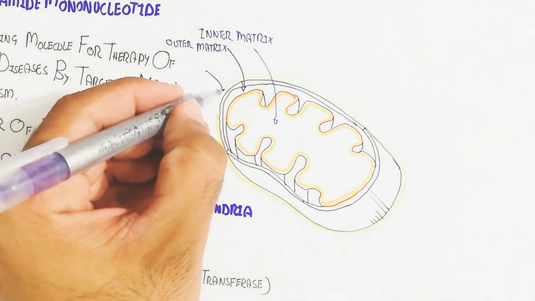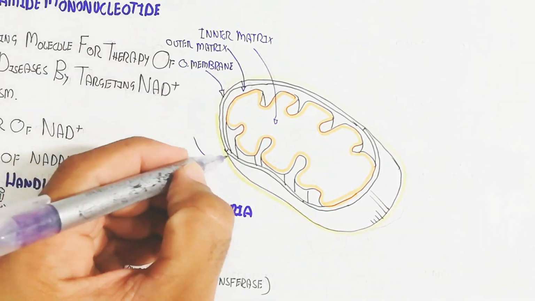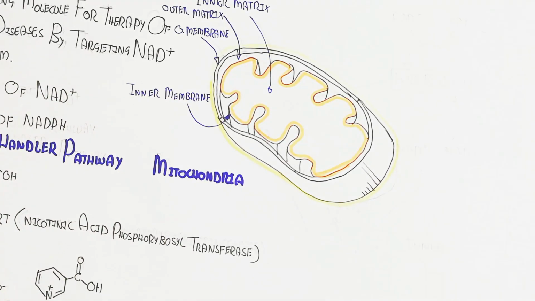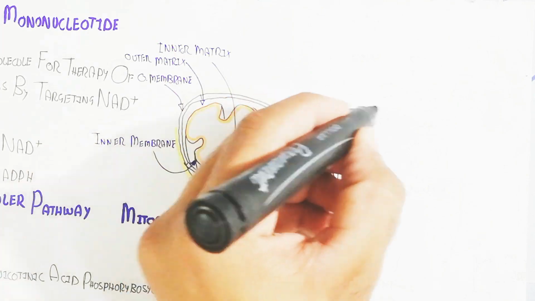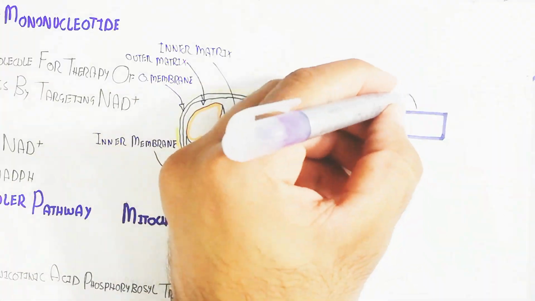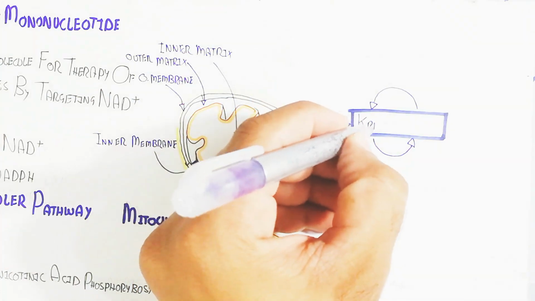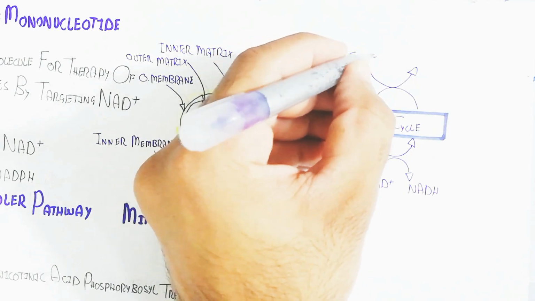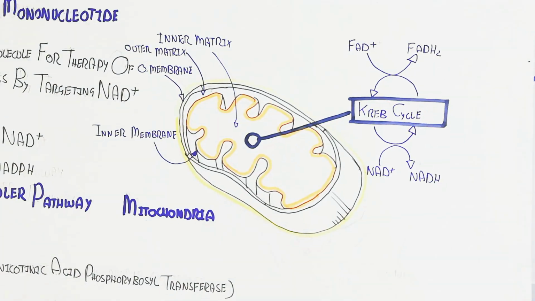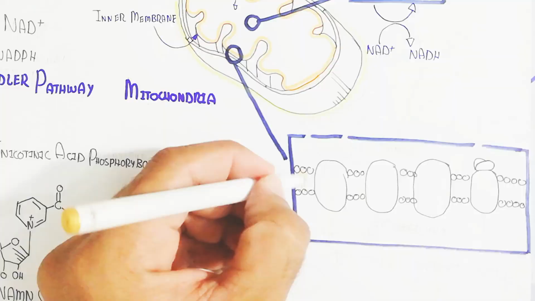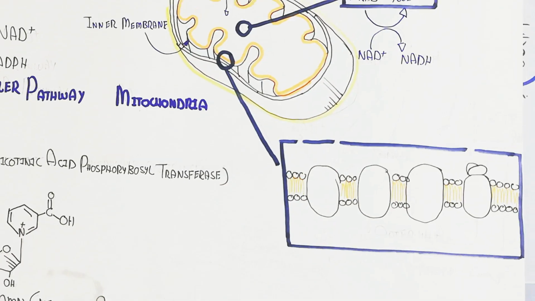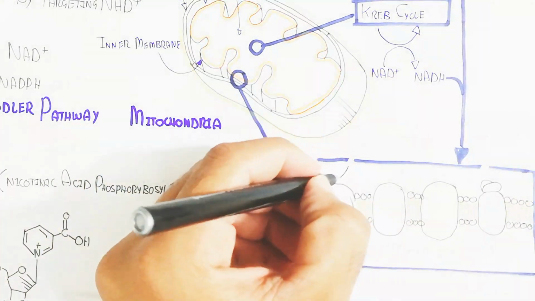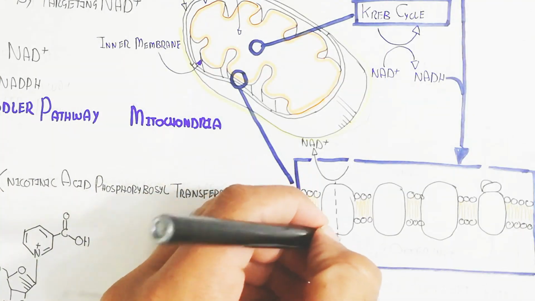This is a mitochondria, which basically contains the inner mitochondrial matrix, and inner and outer membranes. Here you can see the inner mitochondrial matrix contains the Krebs cycle. This Krebs cycle produces NADH and FADH2 after the reduction of NAD plus and FAD plus. Both molecules are important for the donation of protons in the electron transport chain of the inner mitochondrial membrane.